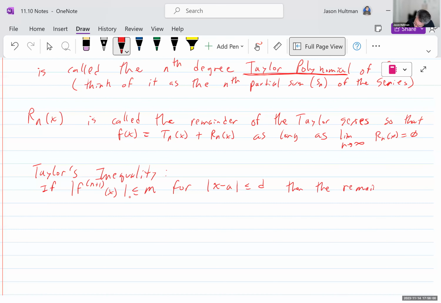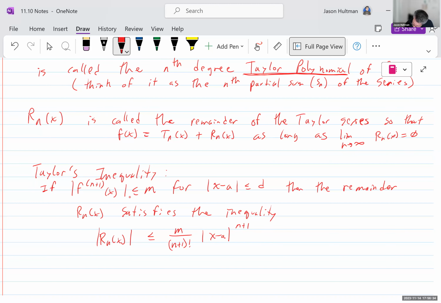the remainder, Rn of x, satisfies the inequality: the absolute value of Rn of x is less than or equal to M over n plus 1 factorial times the absolute value of x minus a to the n plus 1 power, okay, for the absolute value of x minus a less than or equal to d.